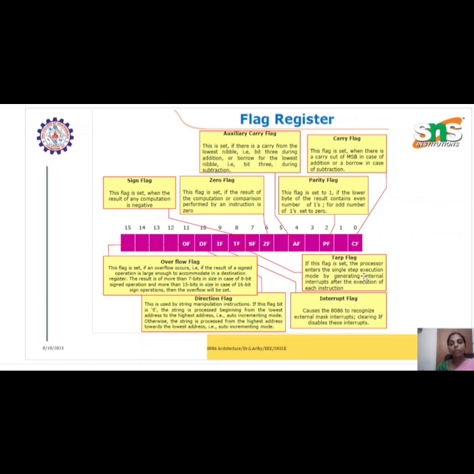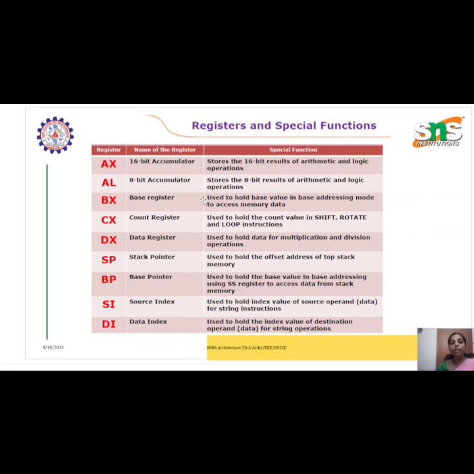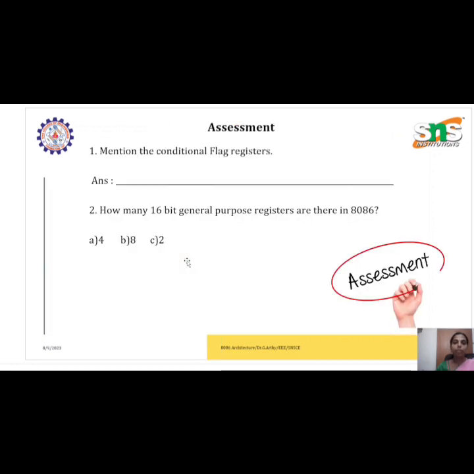The trap flag is set when the processor enters single step execution, that is, every line is executed one by one. The direction flag is used to show the direction when string operations are taking place. The interrupt flag is set if any interrupts are there. So these are the other general purpose registers, stack pointer and index pointer registers, as we have discussed earlier.